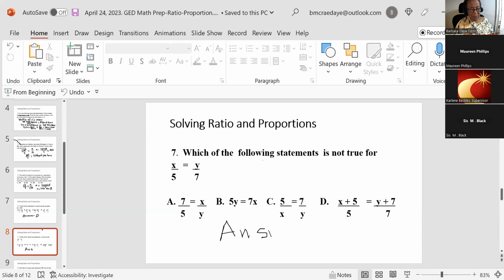What's a 5x, 7y? Okay. Because A says 7 times Y, but 7 is times X, right? Yes. And 5 is times Y. So this one is the one you don't get. 5Y, 5 times Y, 7 times X, 5Y.